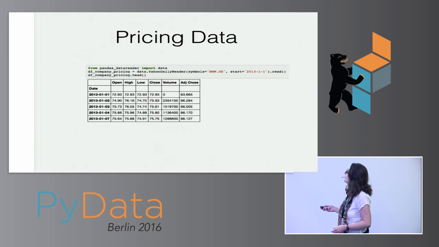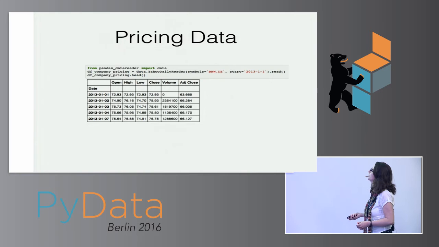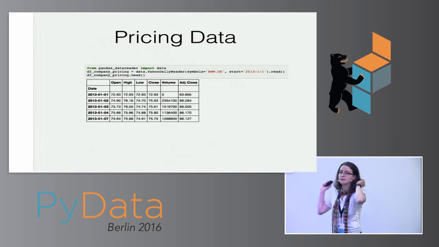Good. So this is our pricing data, and then we can use Pandas data reader in order to get the pricing data for each of our companies, and we can also tell it how far back in time we want to get this data from.